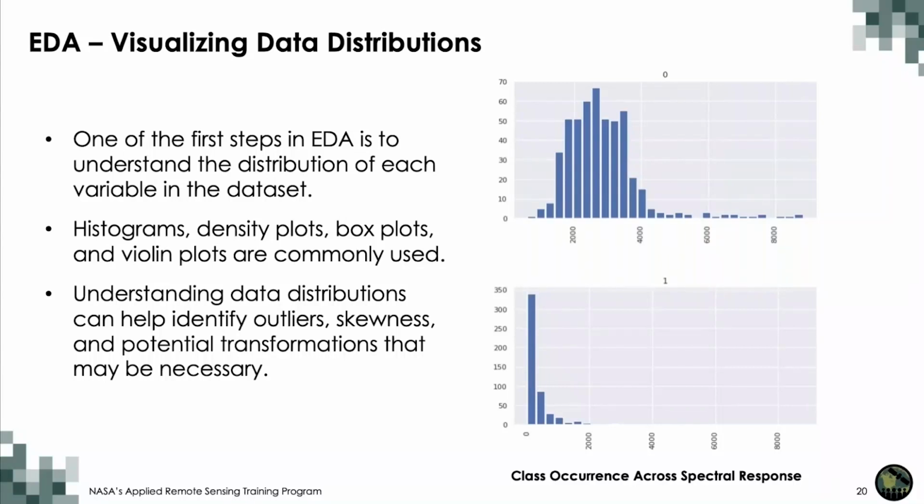To the right, we see a histogram that shows the spectral response for a single MODIS surface reflectance band grouped by class. Up top is the class of not water. Down low is the class of water. What we can tell from this is that there is a significant difference between the range of spectral responses for this band across the top class compared to the second class, which is water. This lets us know that there's a relationship between the spectral response of this band and the water, not water classes.